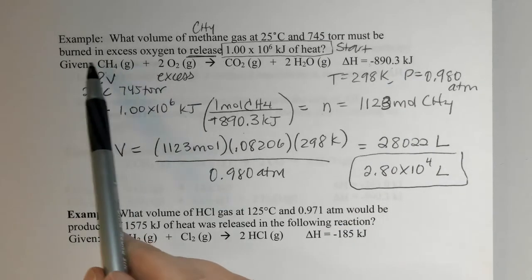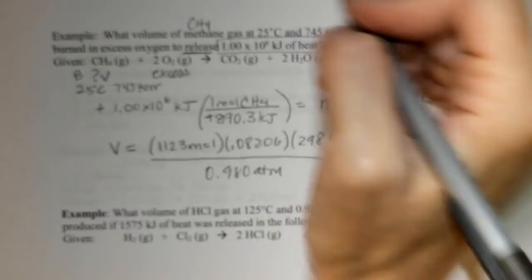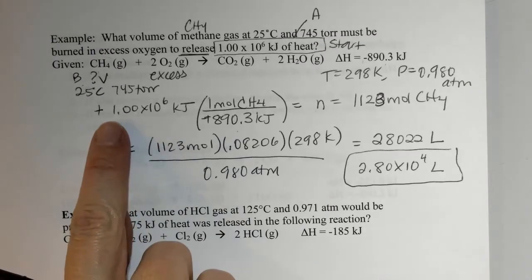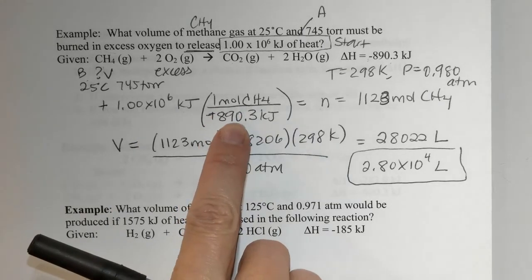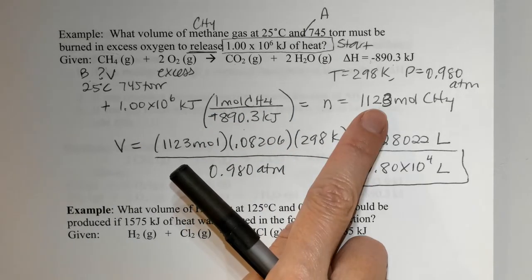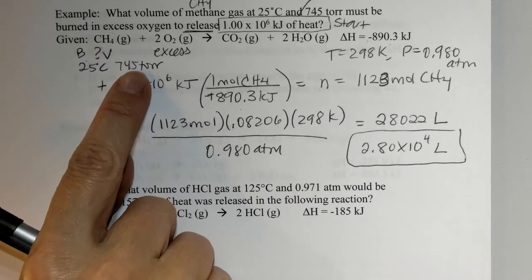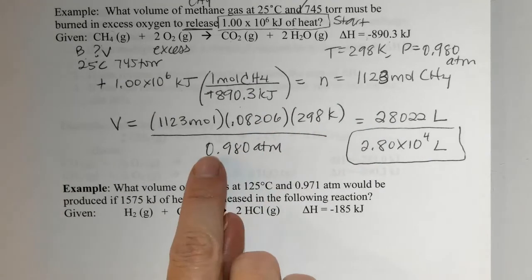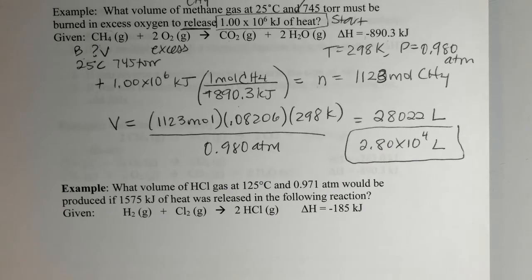So if I want to know the volume of methane, this is going to act like my B, and my heat, right, is going to be my A, my starting point. I want to produce 1 times 10 to the 6 kilojoules. I know 1 mole gives me 890.3, so I would need 1123 moles of methane. Then because it's a gas, and this is a gas law problem, I use PV = nRT. I've got my moles, R, temperature in Kelvin, pressure in atmospheres, that'll tell me my volume of methane that I need to produce that 1 × 10⁶ kilojoules of heat.